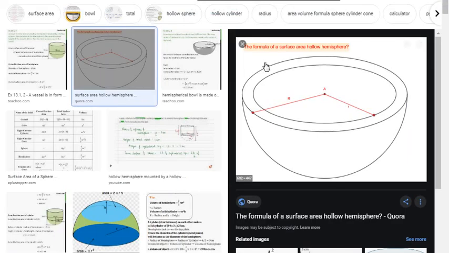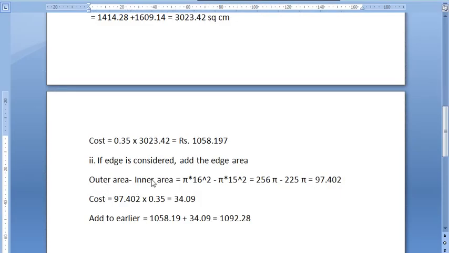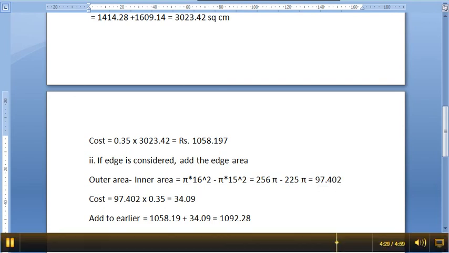Now case number 2, if you add the thickness, then what? These two are to be done. Definitely, just add the thickness. Now how do I add the thickness? Outer area minus inner area. Pi r square minus pi r square. 256 pi minus 225 pi. 31 into 3.142 is 97.402. That is the area.